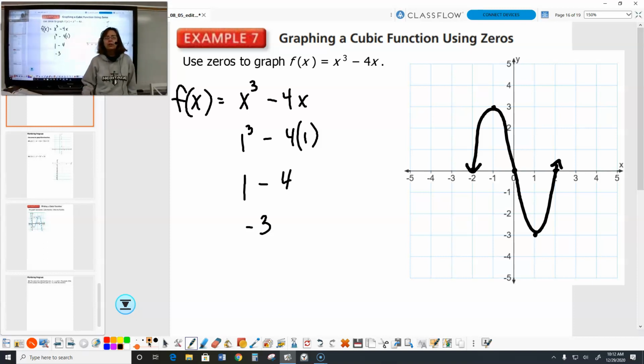A cubic function is usually the shape of an S. Sometimes it starts off going up, sometimes it starts off going down, but it always makes sort of an S shape. All right, let's do another one.